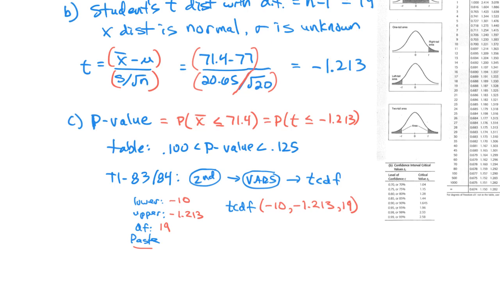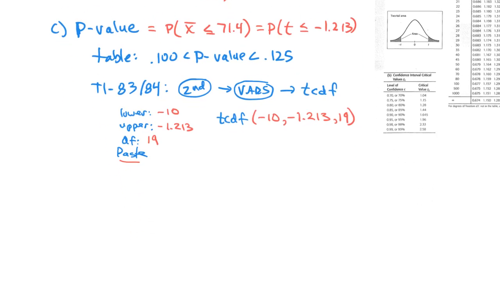So if we punch that in the calculator, and use this command right here, what we get is roughly 0.120 as our p-value. We can see that the table told us it was in this interval. When we used the table, it told us, well, I don't know exactly what the p-value is, but it's between these two numbers. When we use the calculator, we get more precision. We say, here is the p-value.